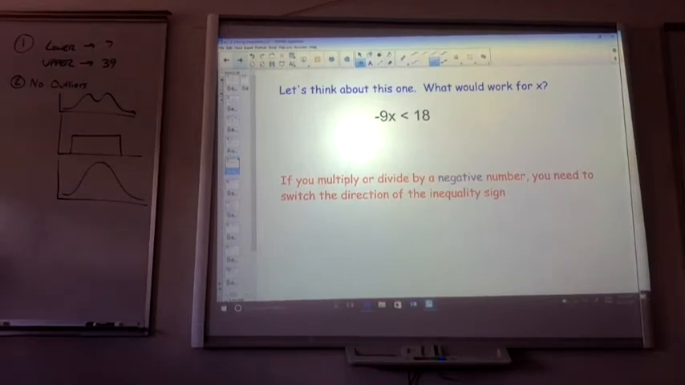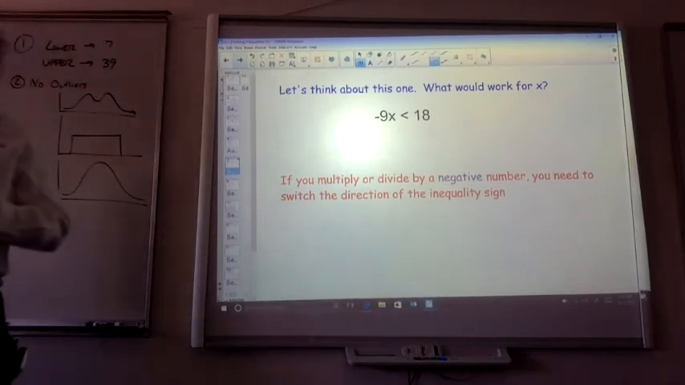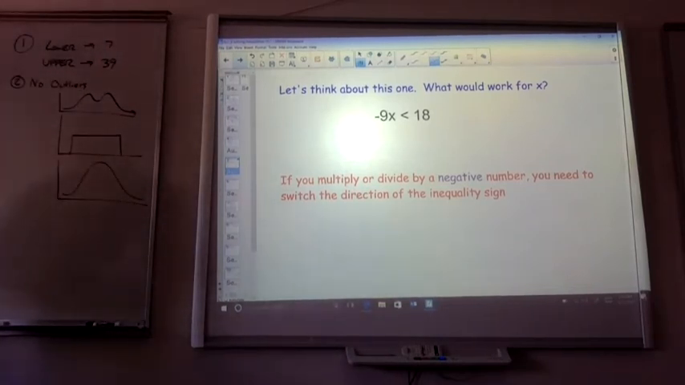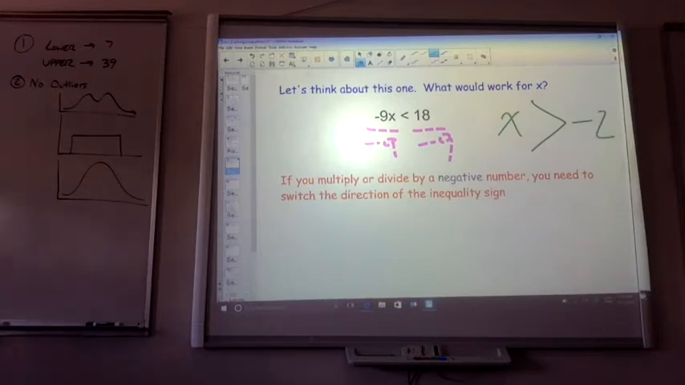Let's think about this one. We should be able to do this. What should I do to both sides to get x all by itself? Do I need to flip it? No, I already have the x on the correct side. So divide by what? Negative 9. If I divide by negative 9, what's going to take place here? The sign is going to switch. Is that all right? Everyone good? If you multiply or divide by a negative number, you need to switch the direction of the inequality sign. So that's how that would be.